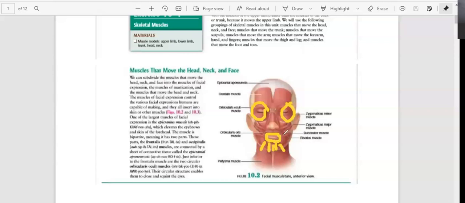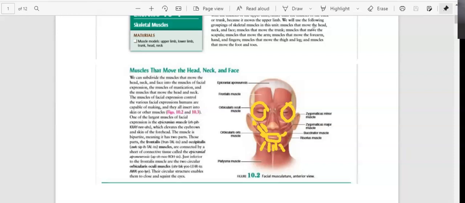On the side, you're going to have the risorius that is going to elevate the corner of your lip up when you are smiling. What elevates your lip up is two muscles right here that will go towards your zygomatic bone that is right here. So these two muscles, one of them is going to be the zygomaticus major, and the other one is going to be the zygomaticus minor.